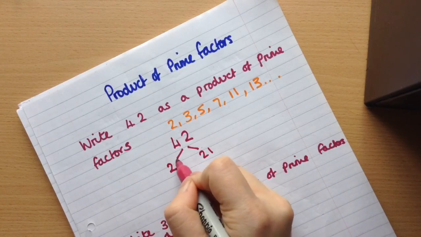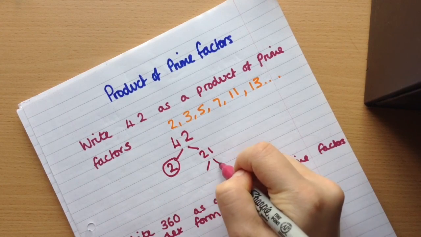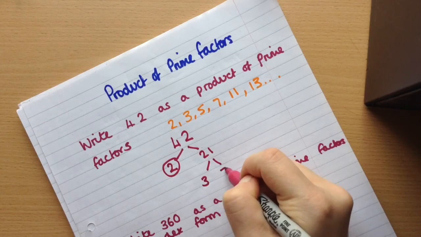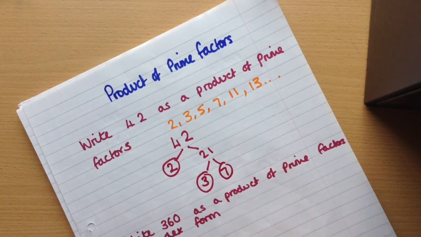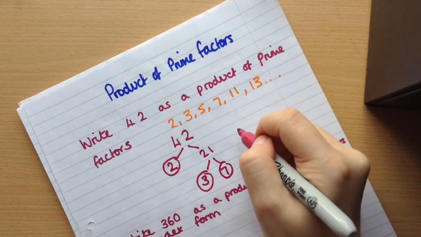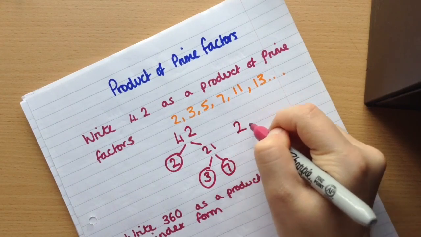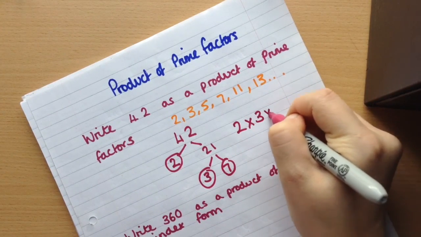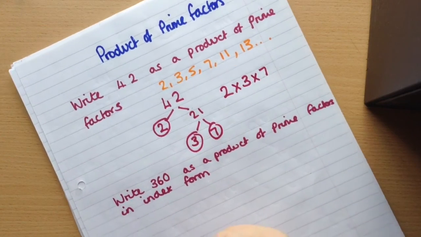Now 2 is a prime number, so I'm going to circle it. 21 can obviously be split up into 3 and 7, and they are both prime numbers. So I get, as a product of primes, remember I'm multiplying, 2 times 3 times 7. That is that one done.